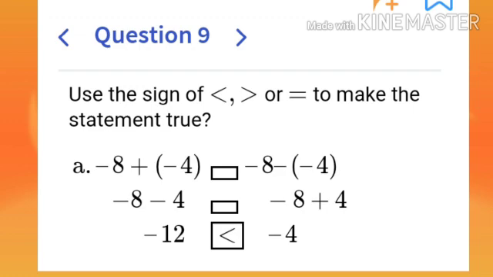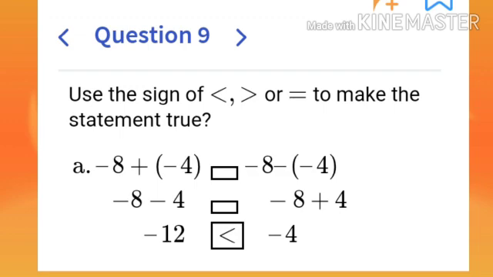Next, how can we add one negative and one positive number? The procedure is, we take the difference of these two numbers. The numbers are 8 and 4. 8 minus 4 is equal to 4. And which is the greater number here, 8 or 4? 8 is the greater number. Put the greater number's sign. After getting the results of these two expressions, now we can compare.